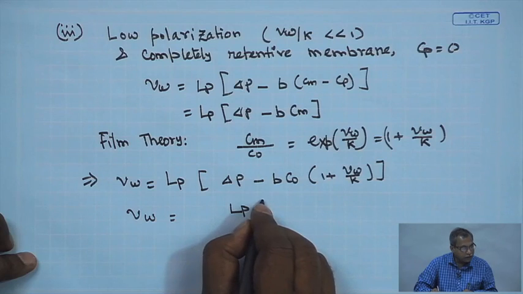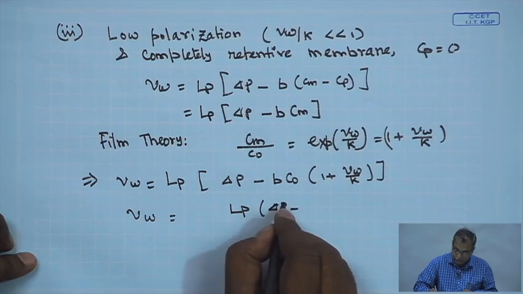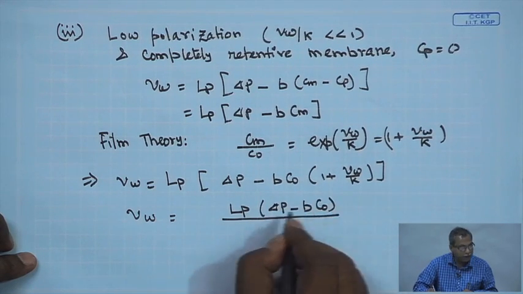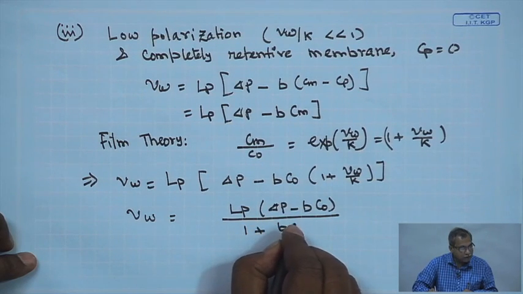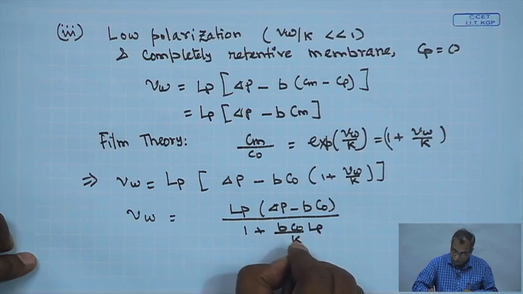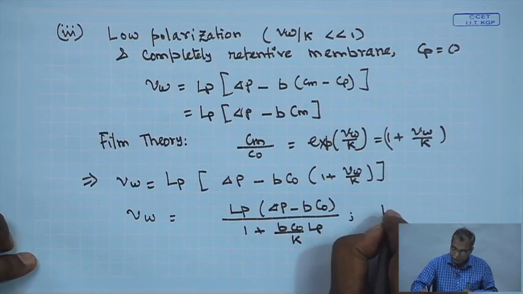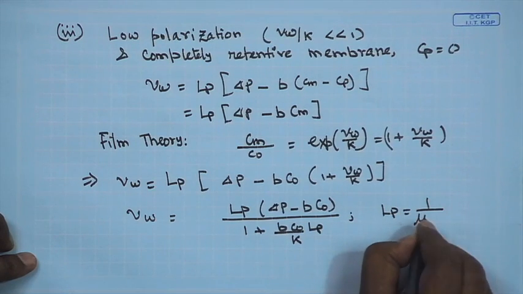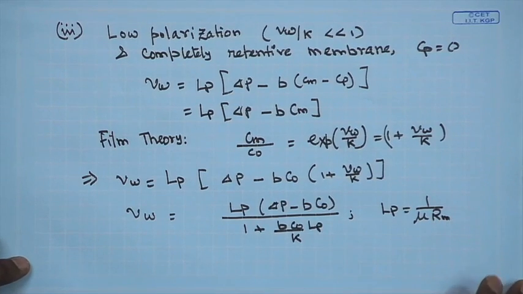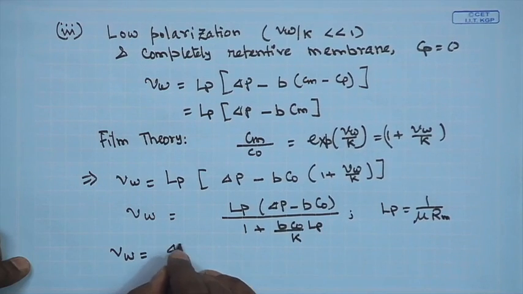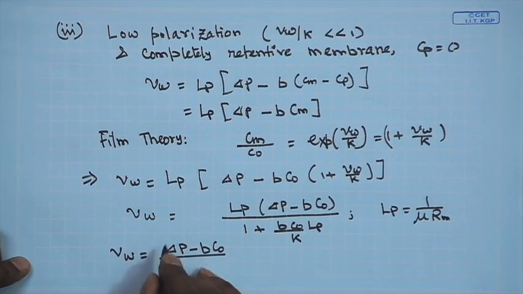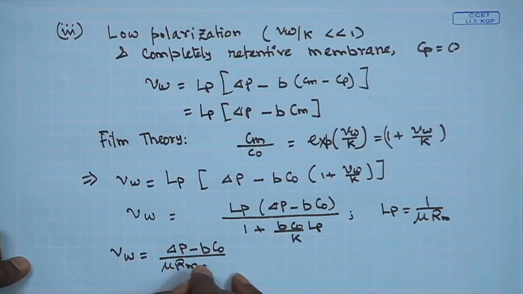you will be getting Lp del P minus B C naught divided by 1 plus B C naught divided into Lp divided by mass transfer coefficient K. And now, if I replace Lp, the membrane permeability, in terms of membrane hydraulic resistance Rm, then I will be getting a concrete expression of permeate flux as delta P minus B C naught divided by mu Rm plus B C naught divided by K.